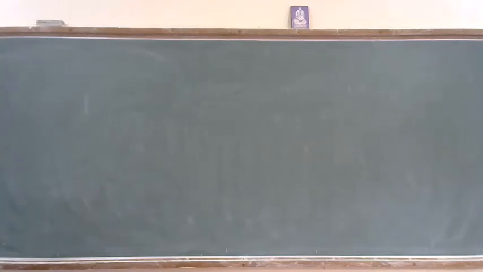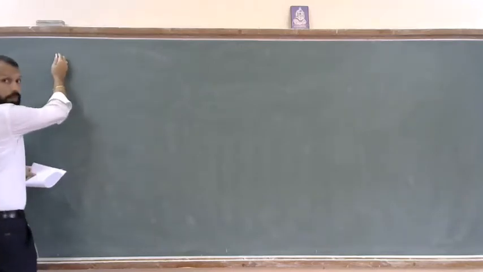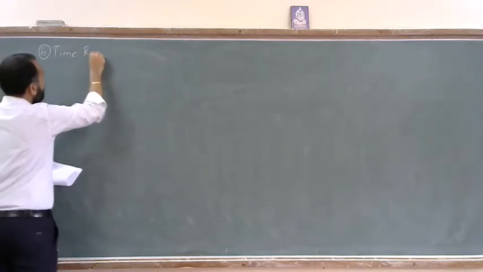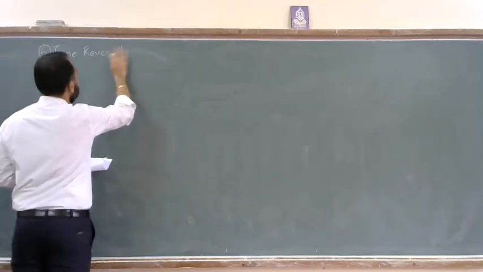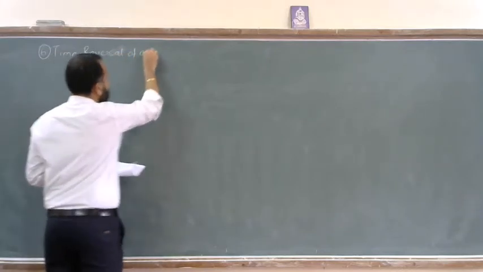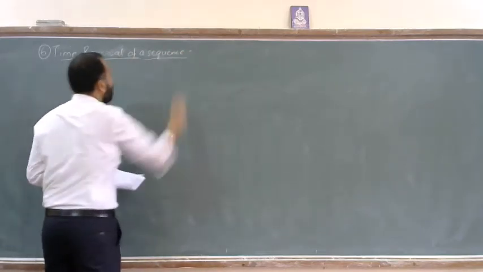So with this problem, let us conclude the circular convolution concept. Now let us continue with the additional properties of the DFT. The next DFT property that we'll be studying is time reversal of the sequence, the sixth DFT property.